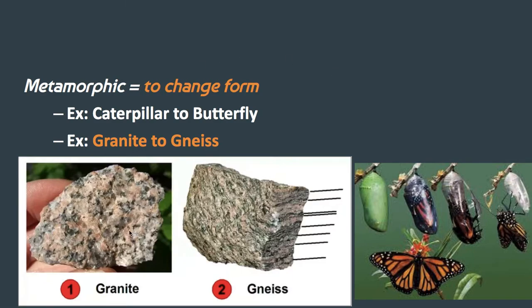Metamorphic rocks start off as one type of rock and then are changed to another. So in this example, granite metamorphosizes. Granite becomes gneiss. This is called gneiss, everybody. It's still the same stuff. It's the same chemical composition. It's just different physical properties and different structures. That's why it looks different.